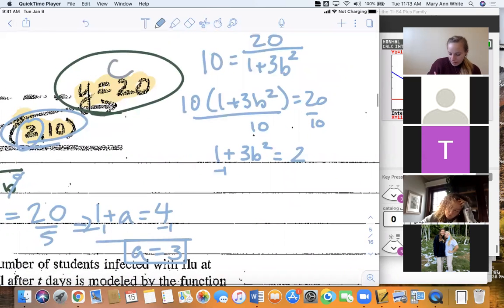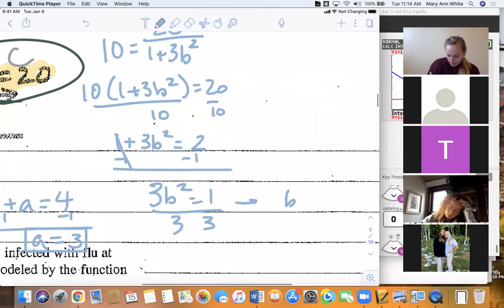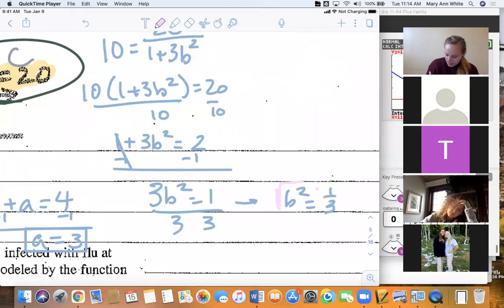This will be a little funny, but not as bad as the last answer. 3b squared equals 1. Divide by 3. b squared equals 1/3. So I've got to square root both sides.